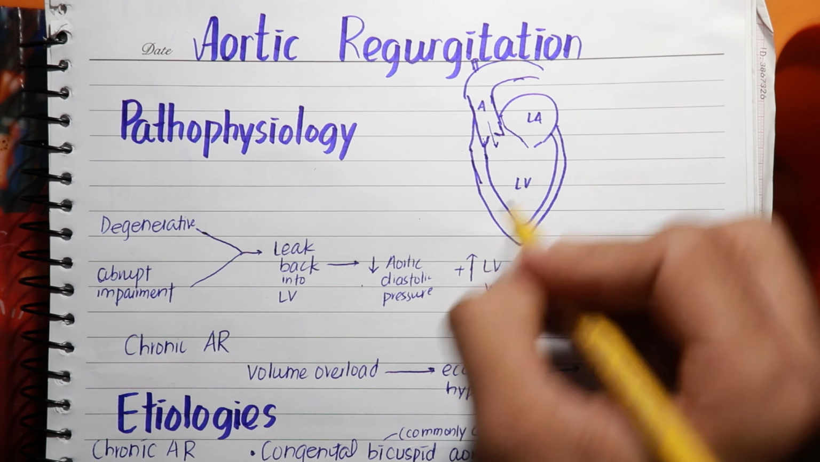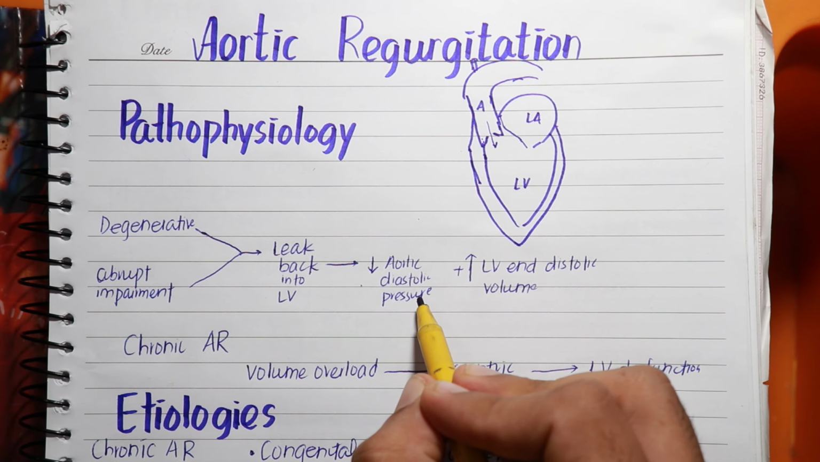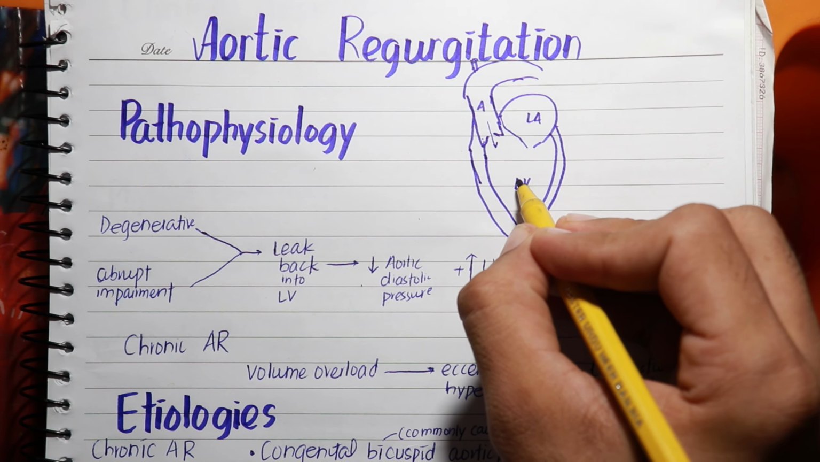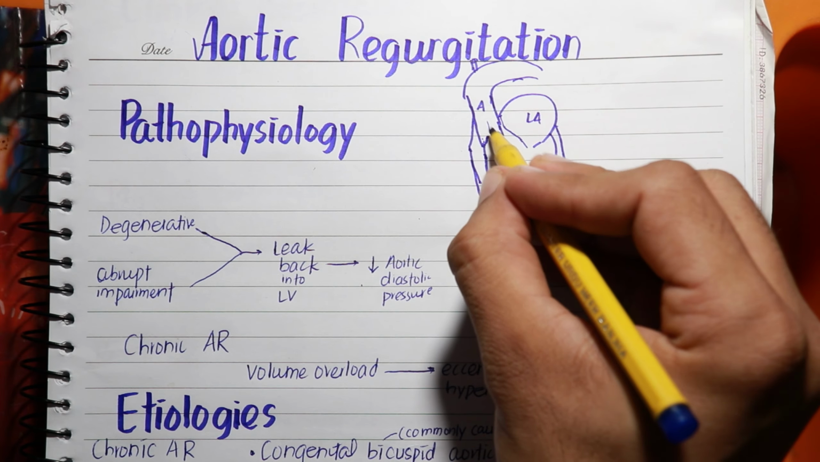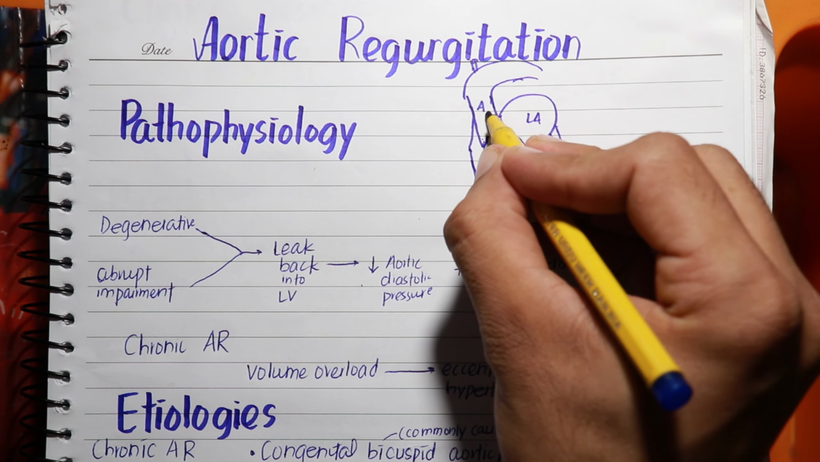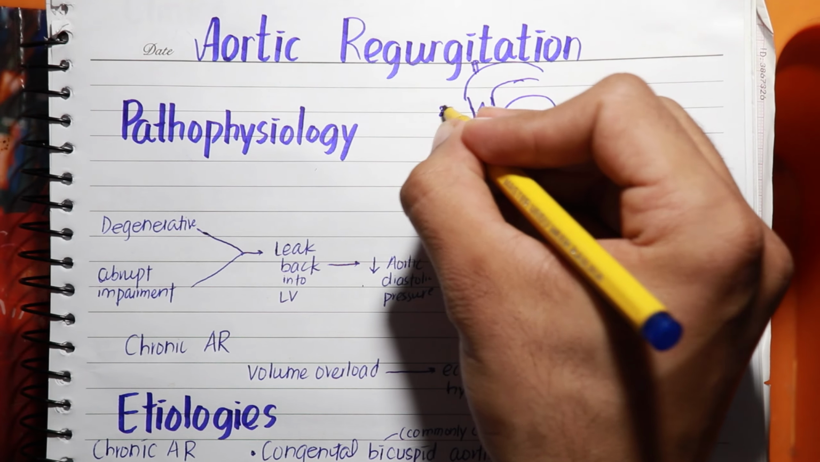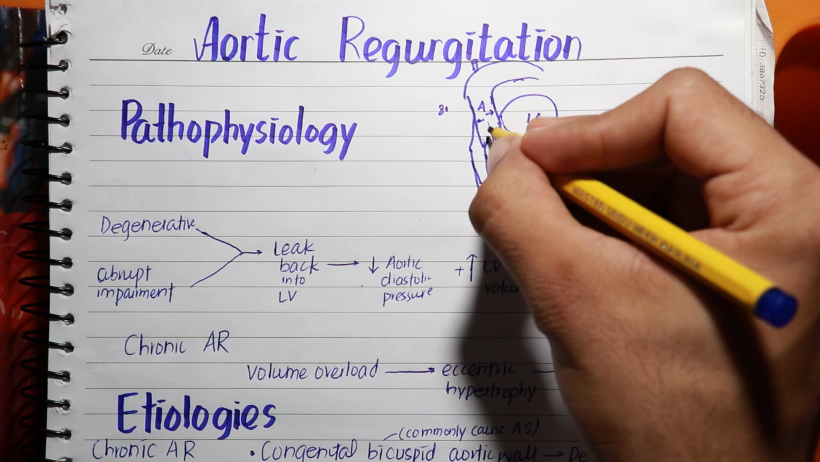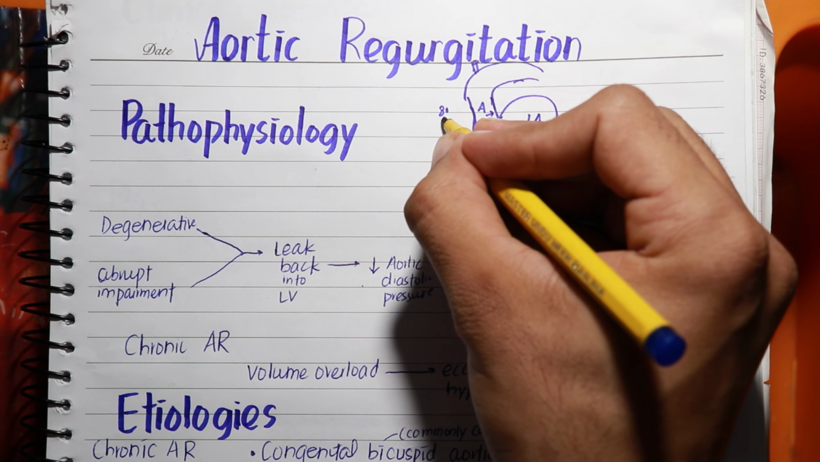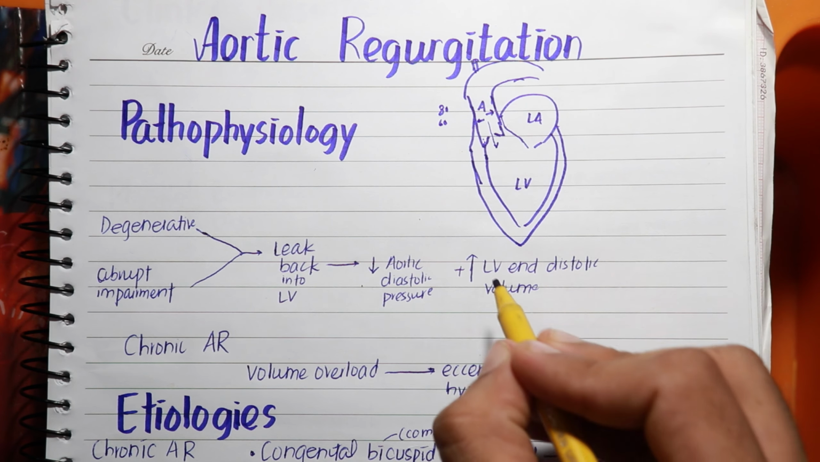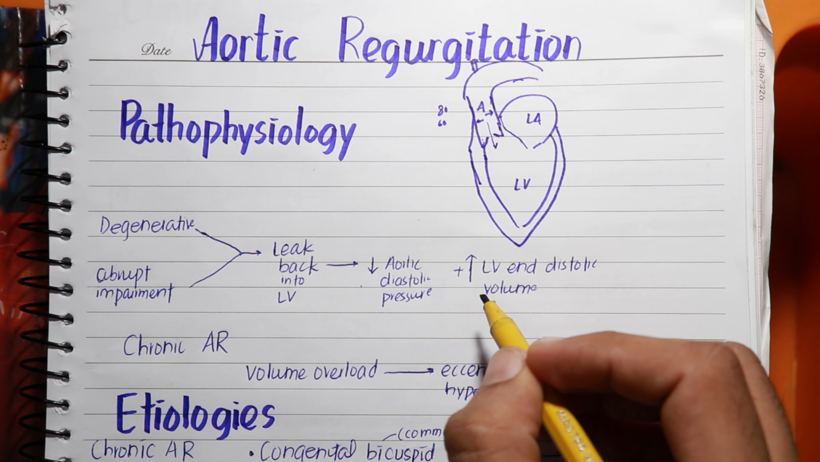Blood comes from the aorta into the left ventricle and decreases aortic diastolic pressure. Normally, when there is diastole, this valve closes and blood does not come back. So here the aortic diastolic pressure is normal, suppose it is 80. But in this case the blood comes here, and the pressure it inserts into the walls decreases, like you can say 60 or something, and left ventricular end-diastolic volume is increased.